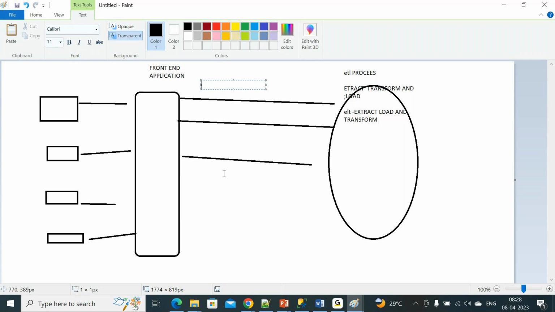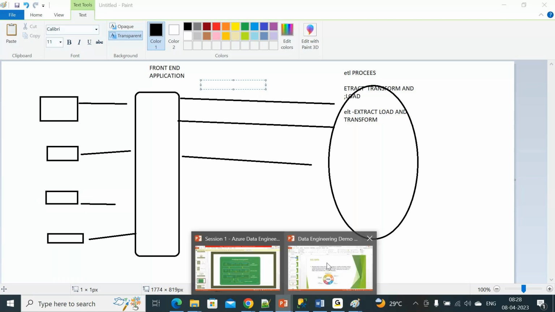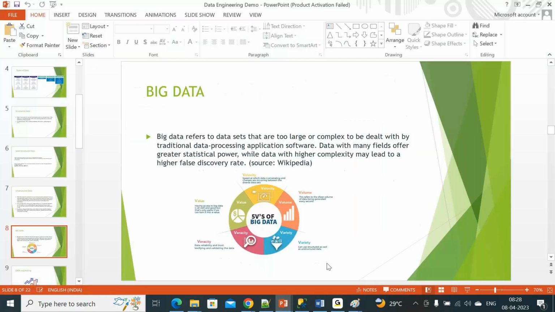What is data engineering about? Everyone? Hello, hello. Yes, yes. Got it. Sir, can someone quickly respond? Okay, fine, thanks. Thanks for your time.